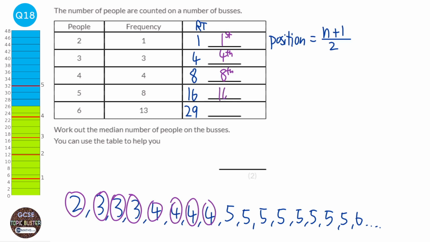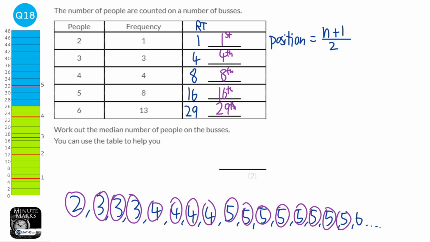This 16 shows us the 16th number is the last number that's a 5. So 9, 10, 11, 12, 13, 14, 15, 16. And this 29 here shows us that the 29th number is just the last number, but it's the last number that's the 6th. Okay, so let's work out how many numbers there are.